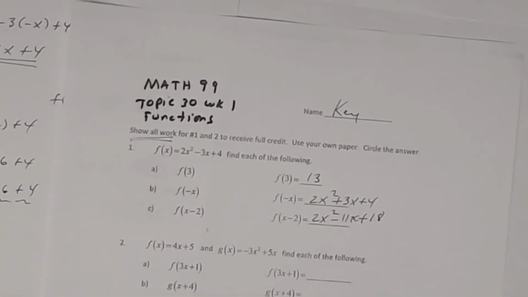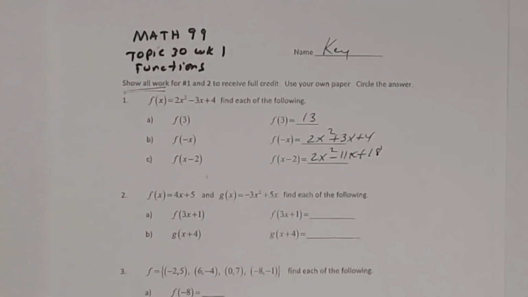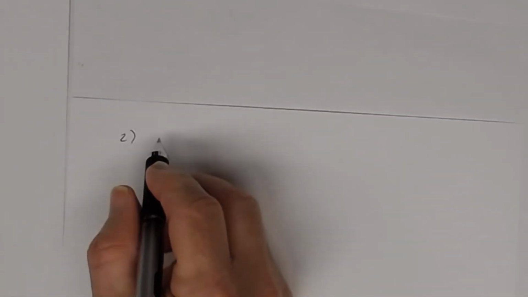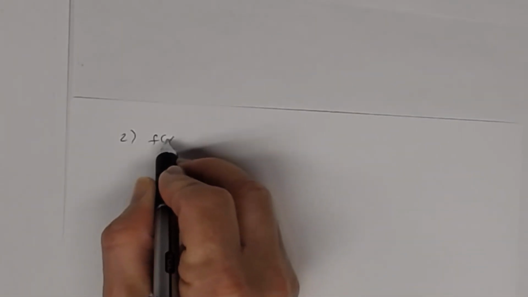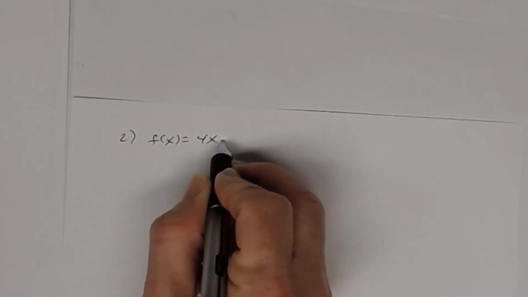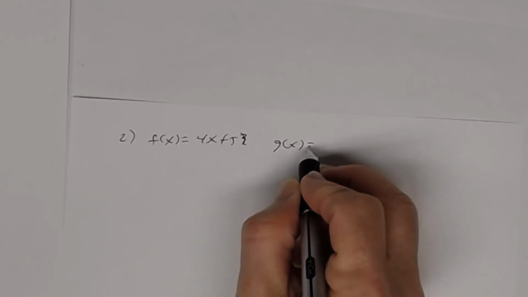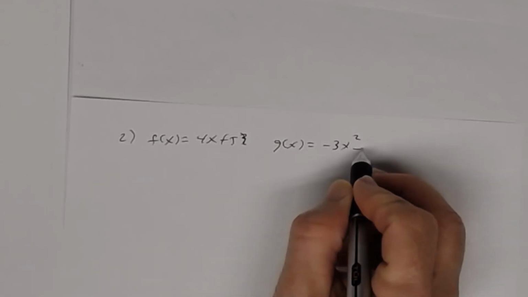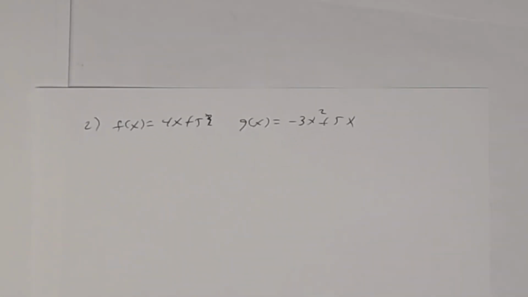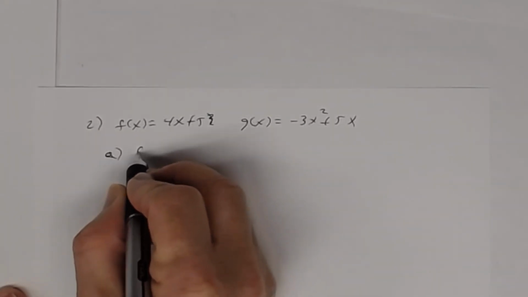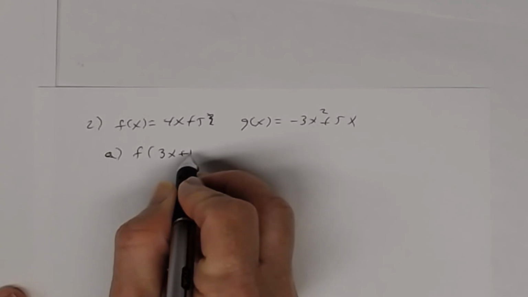All right, now let's get number 2. So in number 2, we have this problem. So you're given two functions this time. So this is number 2. You're given the function f of x, which is 4x plus 5. And you're given the function g of x, which is negative 3x squared plus 5x. All right. And in 2a, you want to find f of 3x plus 1.